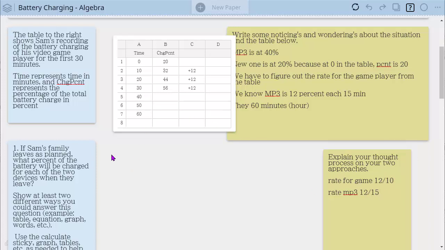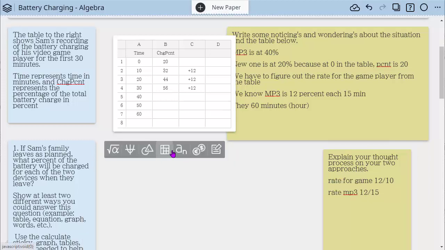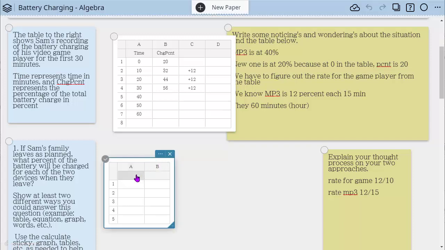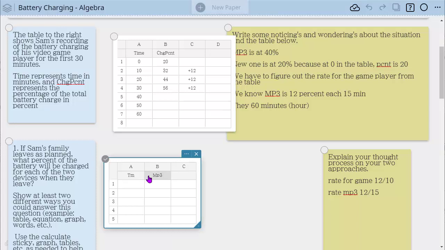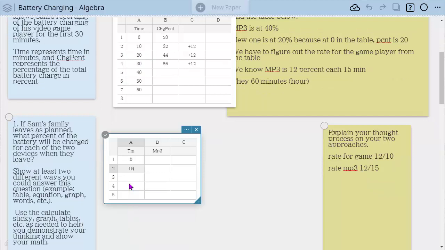So now let's say I want to say, okay, let's get a table. So all they have to do is pull out a table from their options here, and now we can do a table. And let's do one. We're doing the MP3 player. And what do we know about the MP3 player? Well, we know that it's 12% every 15 minutes. So maybe the time I want on this one is different. I want 0, 15, 30, 45, and 60 because I want 15 minutes.